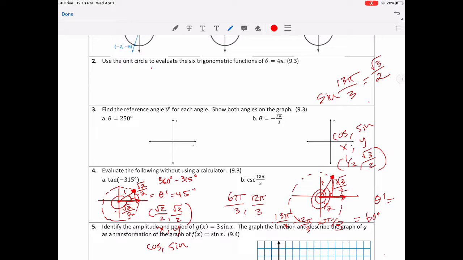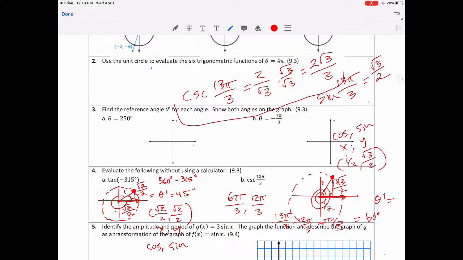Well, what's cosecant then of 13 pi thirds? Well, cosecant of 13 pi thirds is just sine flipped over. 2 over root 3. Then I have to rationalize. So 2 root 3 over 3. Okay, so the cosecant of 13 pi thirds, which is coterminal with the cosecant of pi thirds, is 2 root 3 over 3. That's my answer. Box it in. Okay.